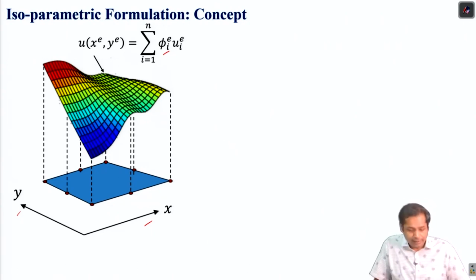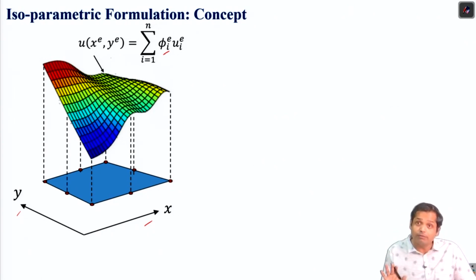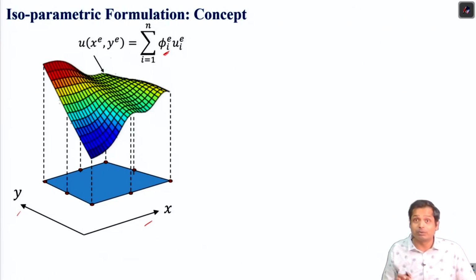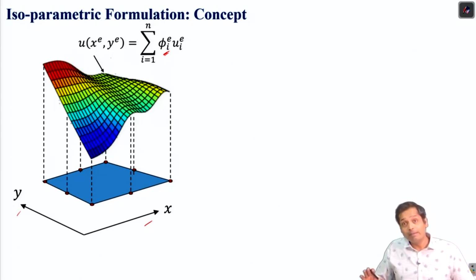We know this, right? But remember, so far we know how to construct these shape functions for an element in its parametric domain, with respect to the natural coordinates, right?